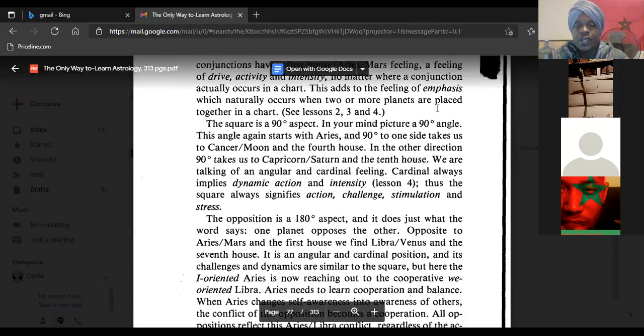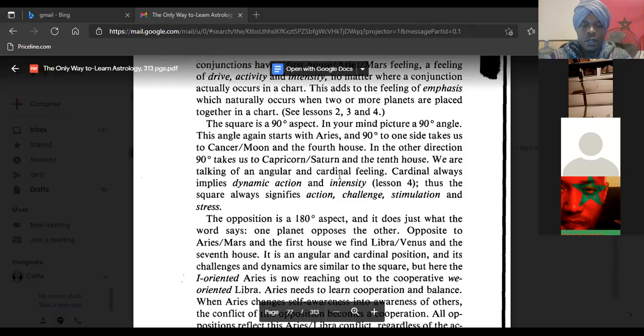The square is a 90-degree aspect. In your mind, picture a 90-degree angle. This angle again starts with Aries, and 90 degrees to one side takes us to Cancer, Moon, and the fourth house. In the other direction, 90 degrees takes us to Capricorn, Saturn, the 10th house. We are talking of an angular and cardinal feeling. Cardinal always implies dynamic action and intensity. See lesson 4. Thus, the square always signifies action, challenge, stimulation, and stress.